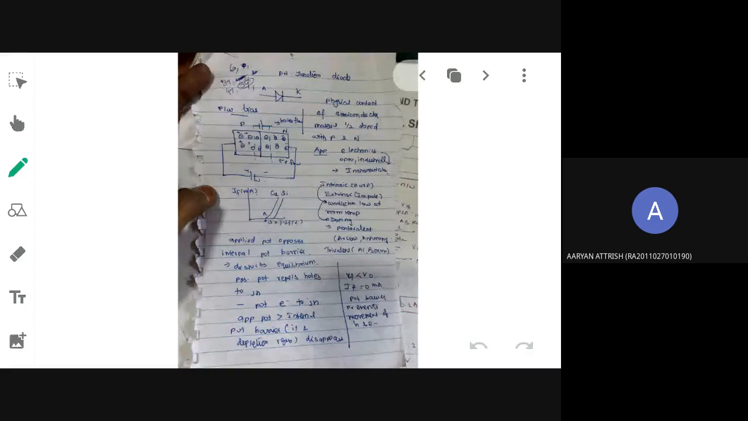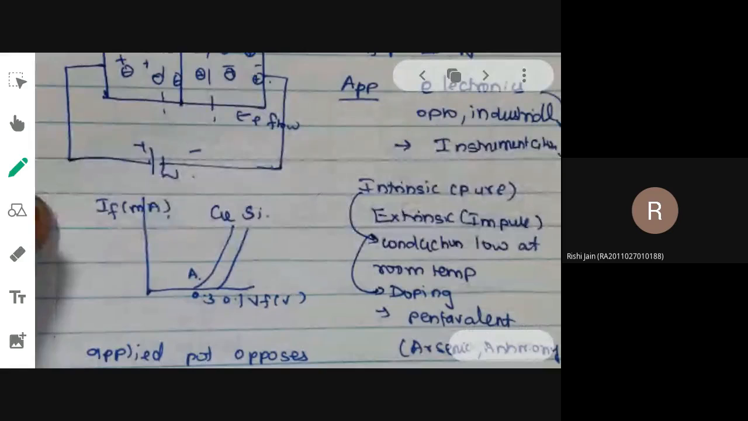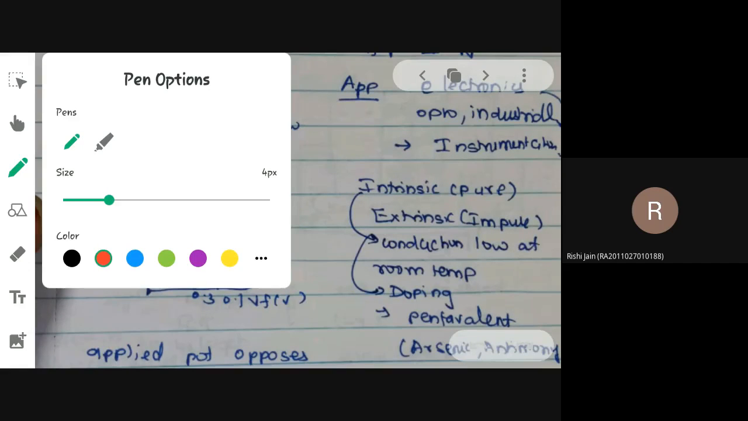Devices, semiconductor devices, electronic devices. Post office box.